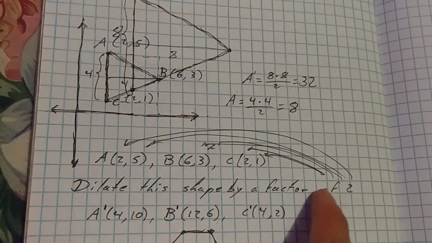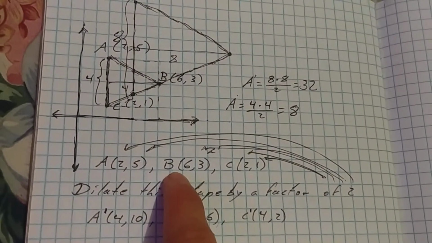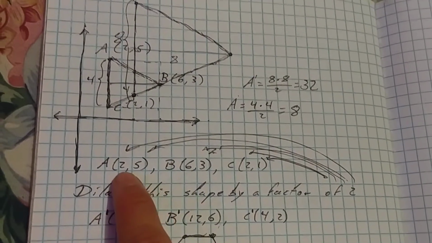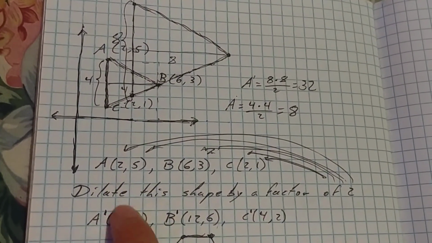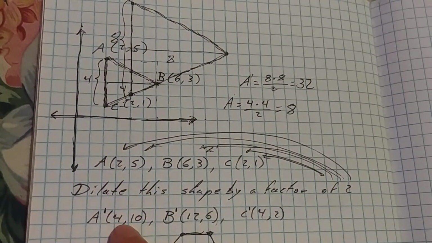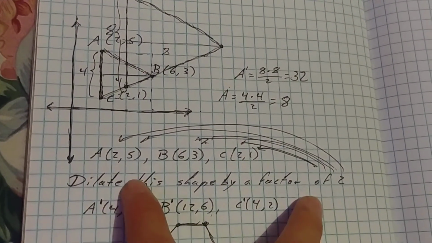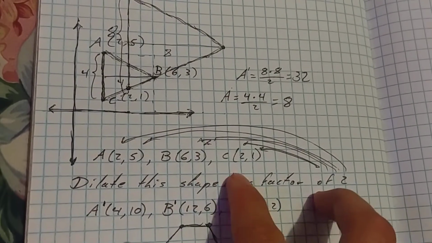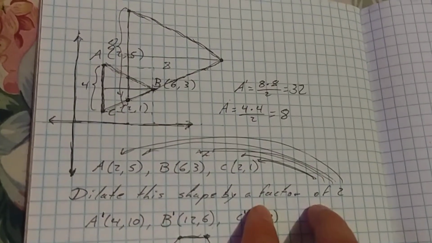Let's say we were not given the scale factor and we were just given the two vertices. Again, we can just compare A to A prime. What do I have to multiply 2 by to get 4? 2. What do I have to multiply 5 by to get 10? 2. And so on. That is how you find the scale factor.